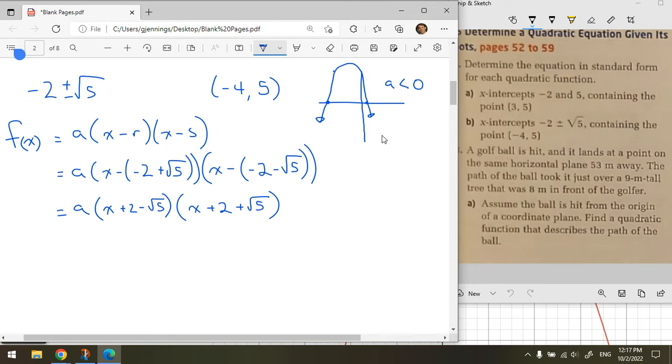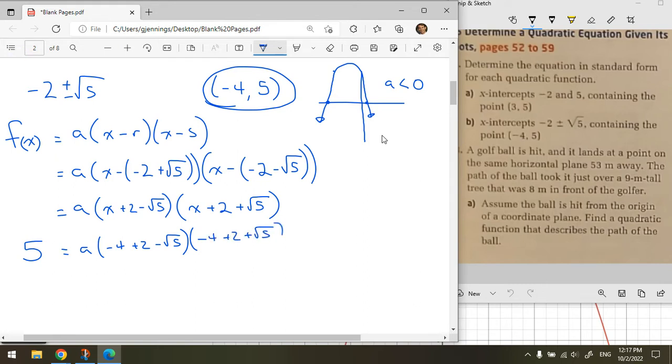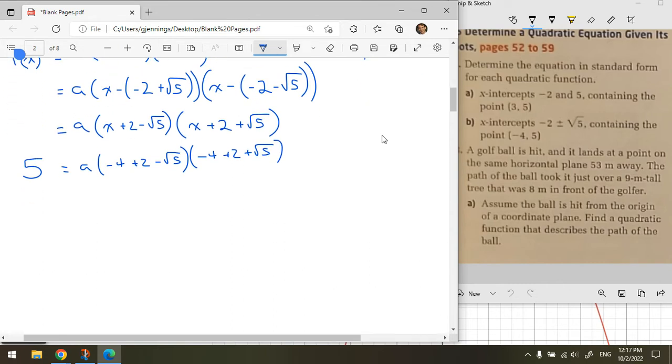All right, now let's use this point here, and we're going to substitute it in. We know that the value of the function is 5 when x is -4. So 5 is equal to a multiplied by -4 plus 2 minus root 5, multiplied by -4 plus 2 plus root 5. Now simplify. This is going to be 5 is equal to a multiplied by -2 minus root 5 multiplied by -2 plus root 5.